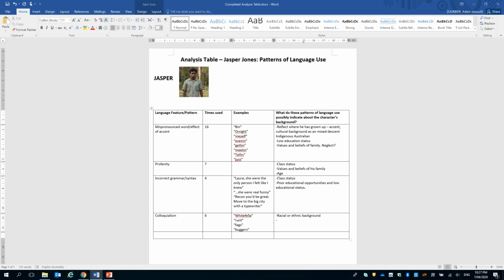This one as well, use of colloquialisms. That also just reflects his Australian identity. And a lot of colloquialisms are also associated with the working class in this country as well. So the use of colloquialisms is far more accepted in working class contexts than it is in upper class academic contexts, for example.